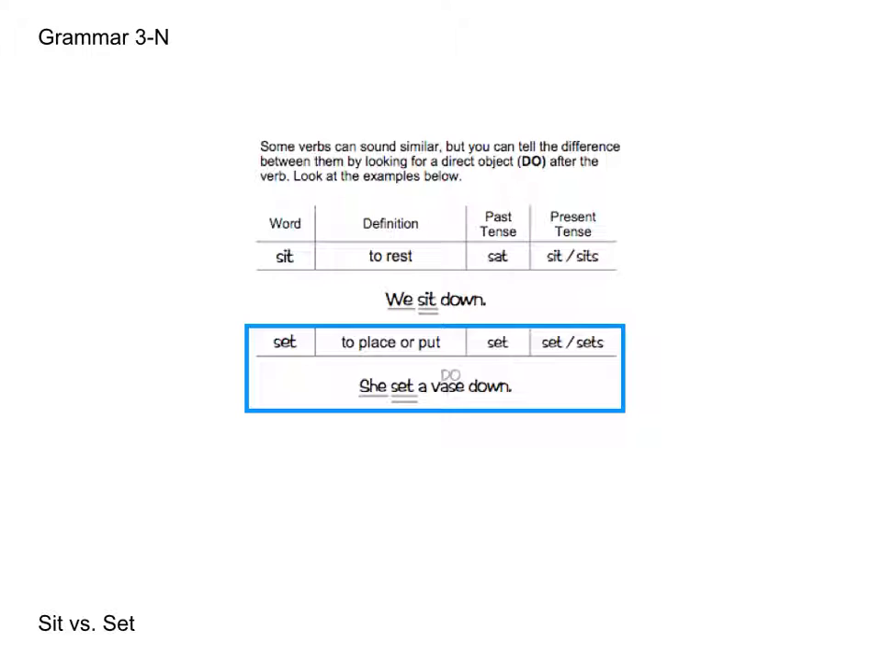However, if you're still unsure after you get rid of that prepositional phrase, what you can do is imagine yourself as the subject. We set the vase down. I set the vase down. When I'm setting the vase down, I am putting an action to an object, to a thing, to a person. Whereas when I sit down, I am simply completing an action.